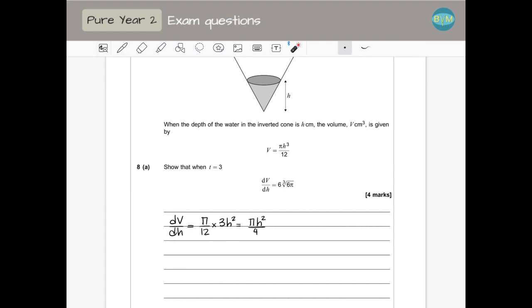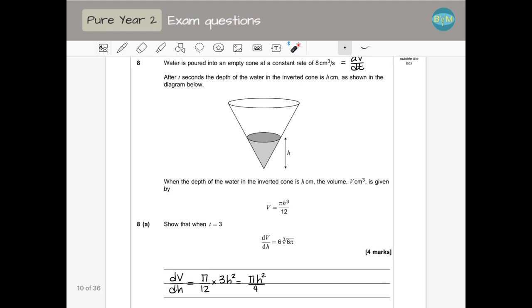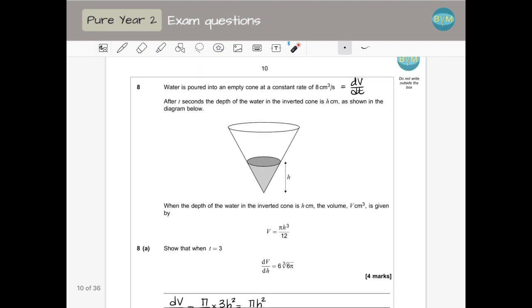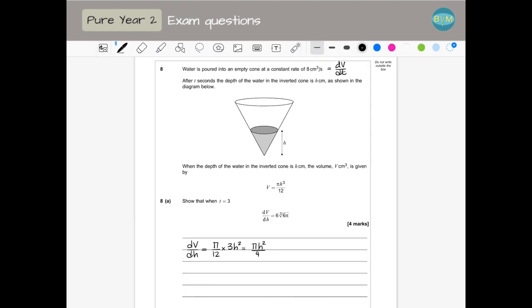This is my expression, but it is in terms of h, and they give me a value of t to substitute. So I have to find a connection between t, h, and V. And I can find the volume when t is 3, because I know the rate of change of the volume is 8 centimeters cubed per second. So if 3 seconds has passed, the volume when t is 3 is just 8 centimeters cubed per second times 3 seconds. So it's 24 centimeters cubed.